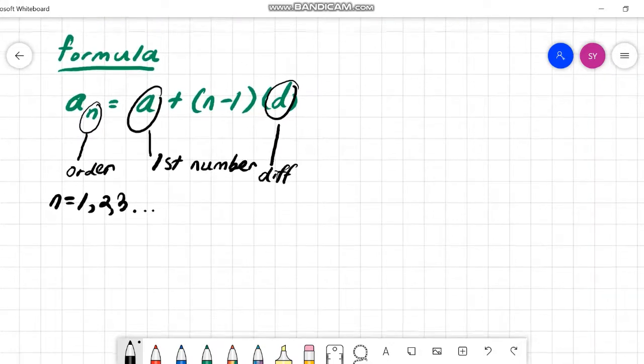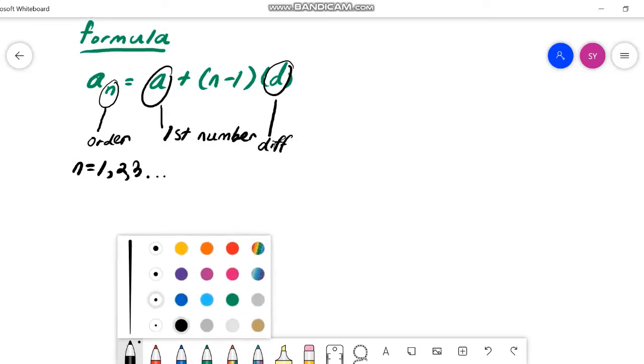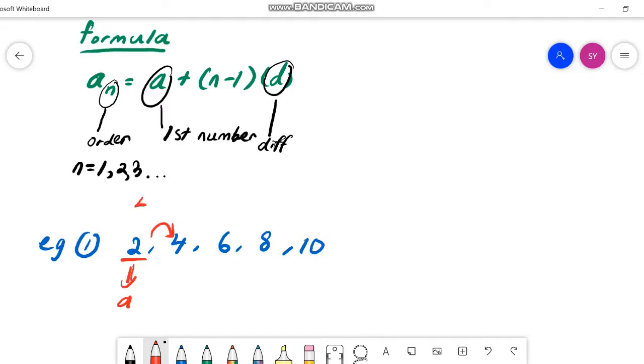Now let's use an example to explain these symbols. We have example 1: 2, 4, 6, 8, and 10. A is 2, the first number, and the difference is 4 minus 2, you get 2. So D is actually 2, or you can write it as D equals 4 minus 2, you get 2 for the working.